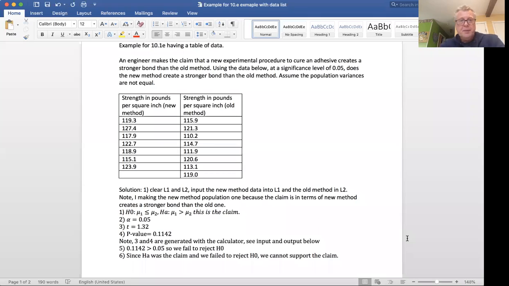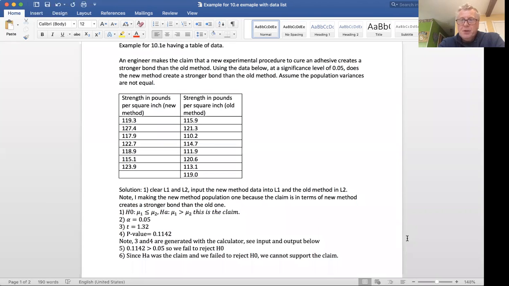Let me share that. Okay, so we have an engineer who makes a claim that a new experimental procedure to cure an adhesive creates a stronger bond than an old method. Using the data below, the significance level is 0.05. Does this new method create a stronger bond than the old method? Assume the population variances are not equal.